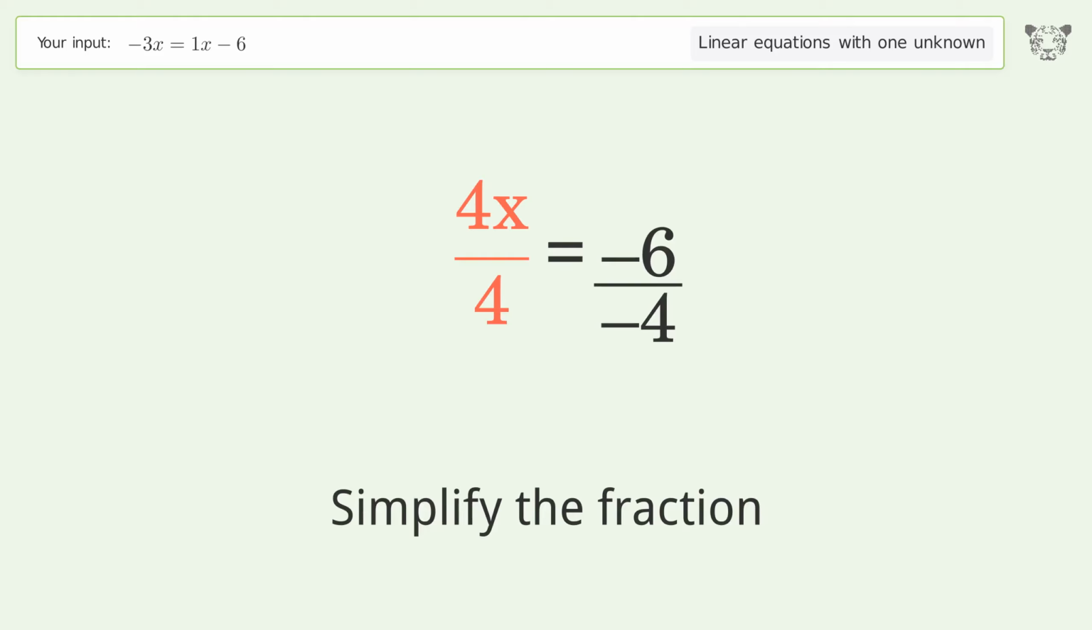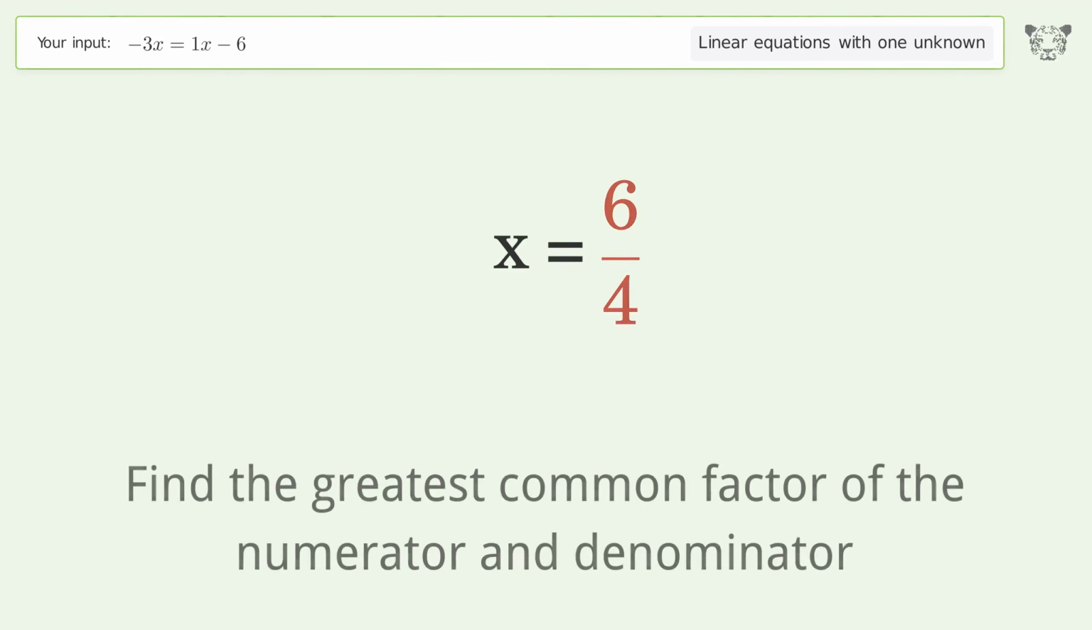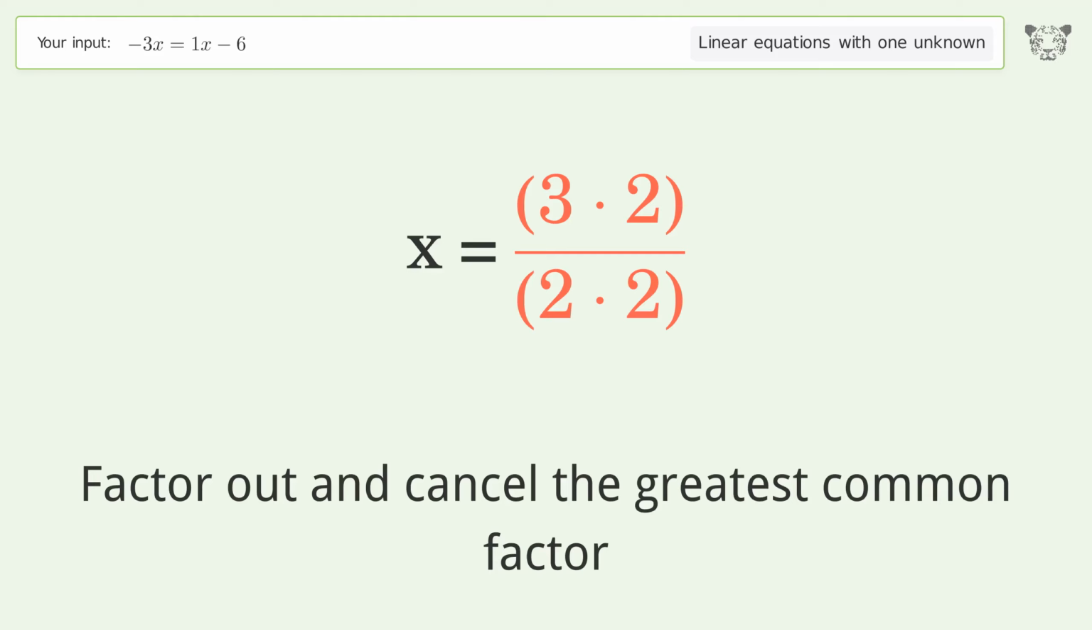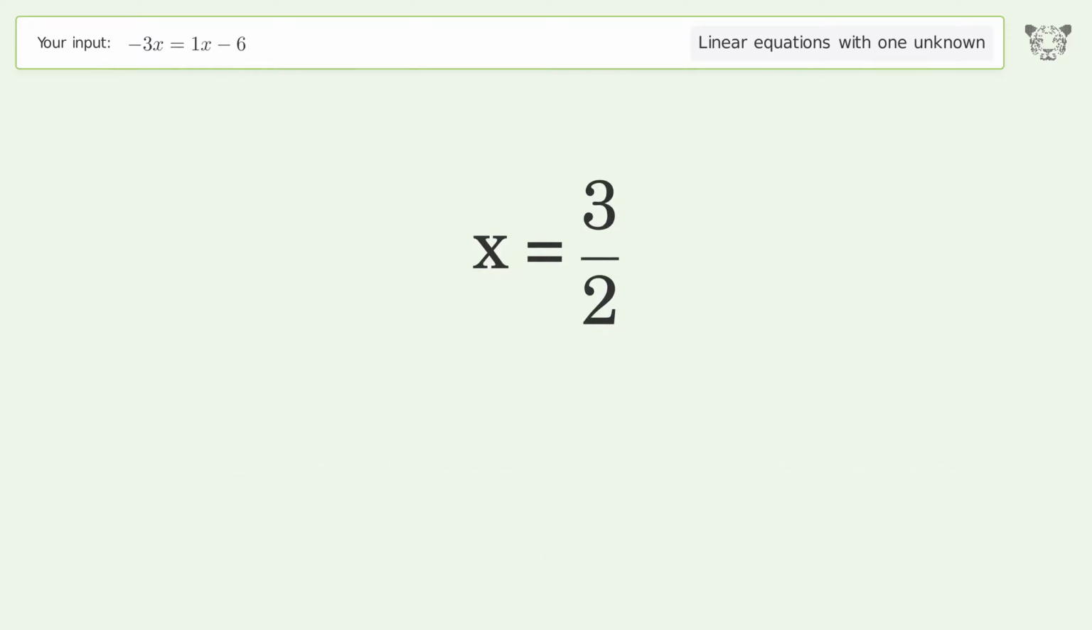Simplify the fraction. Cancel out the negatives. Find the greatest common factor of the numerator and denominator. Factor out and cancel the greatest common factor. And so the final result is x equals 3/2.